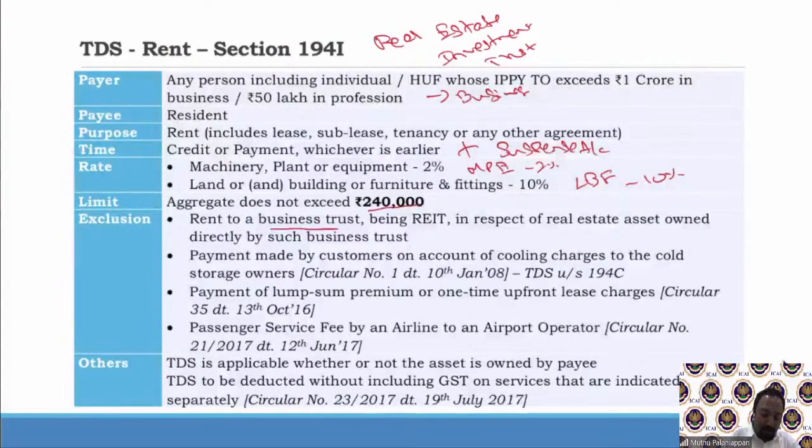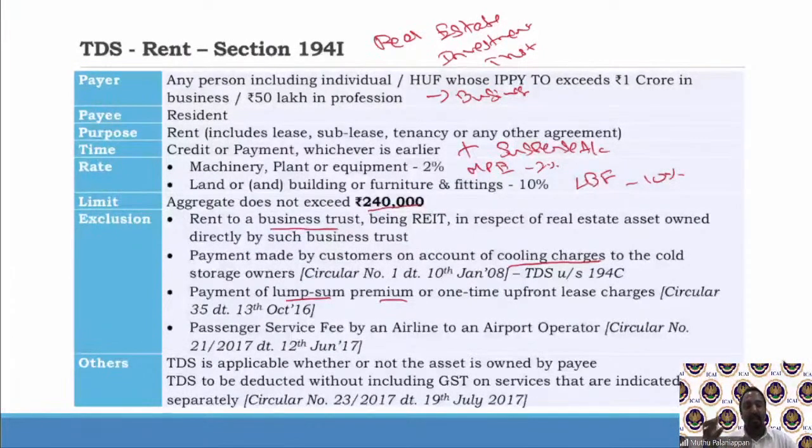And payment paid on cooling charges. In what section did we see this already? We saw in 194C, where we said payment made for cooling charges is tax deductible under section 194C and not under 194I. So it comes here. You cannot say, there is a warehouse, I have cooling storage, I am paying for storage, so it is rental. That's the assumption, right? But the court said, and then a circular was also issued, that the cooling charges are not only for the cooling storage alone, it also provides other facilities. So it falls under 194C and not under 194I. Then you have payment of lump sum premium or one-time upfront lease charges.